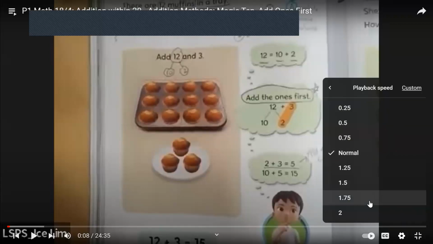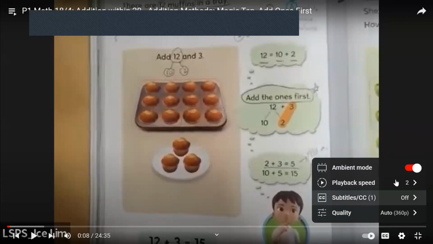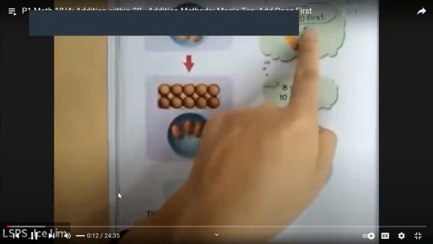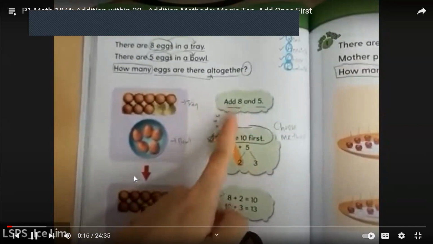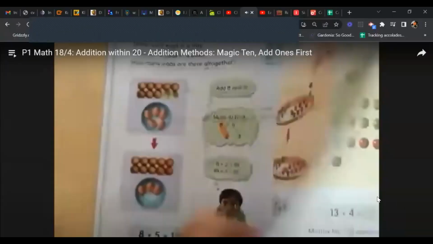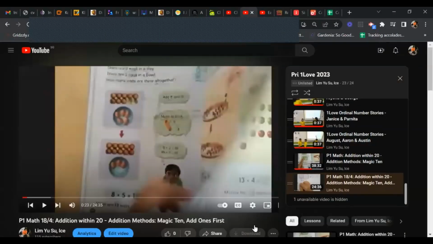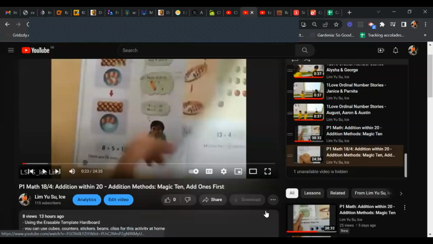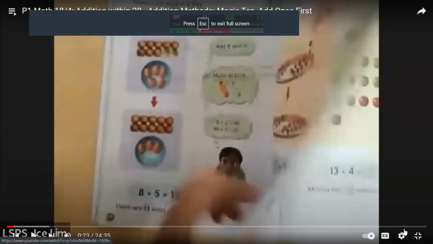Now let's say you feel Miss Lim, you are too slow already. Can you go faster? Then you make me go faster. Play at 2 speed. Then you can hear me. Previous example, we look at make 10 first. We break the number into the number bond that can help you to make 10 first. Then the next, okay, we say, Miss Lim, you are going too fast. Then you can also make Miss Lim go super slow, right? This is the good thing about video.